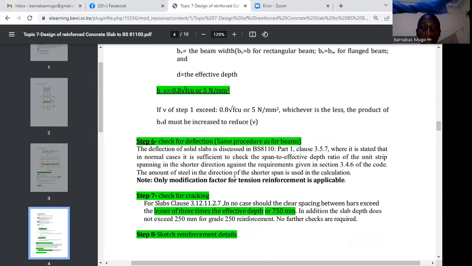Exactly the same thing that we did. Then you need to check for the shear. And for the slab, in no case should the clear spacing between the bars exceed the lesser of 3 times the effective depth, or 750. In addition, the slab depth does not exceed 250 millimeters for grade 250 reinforcement.